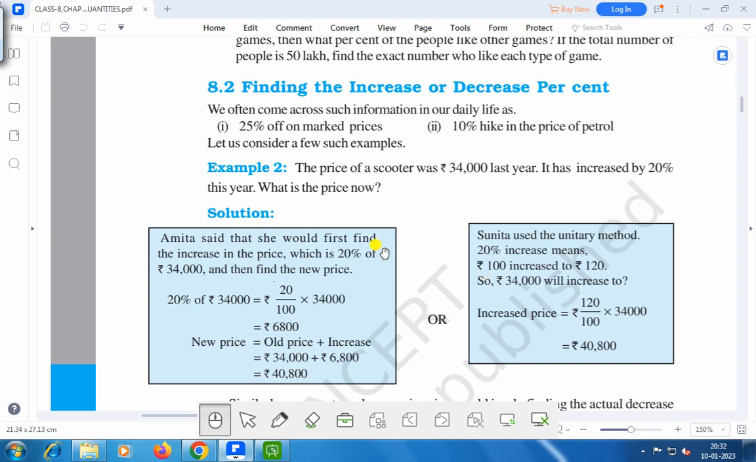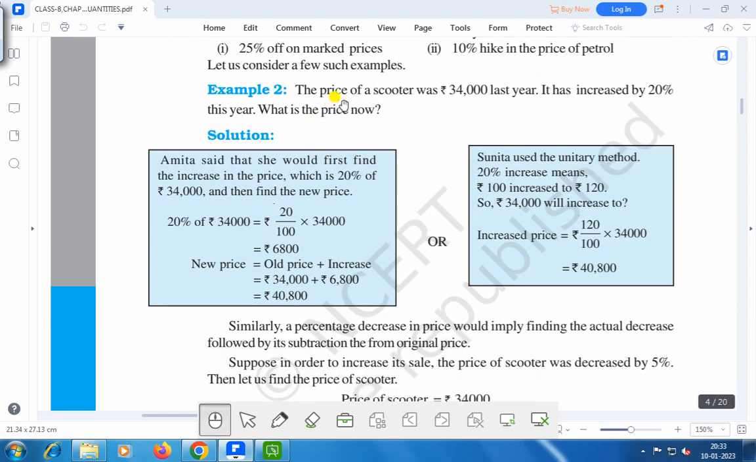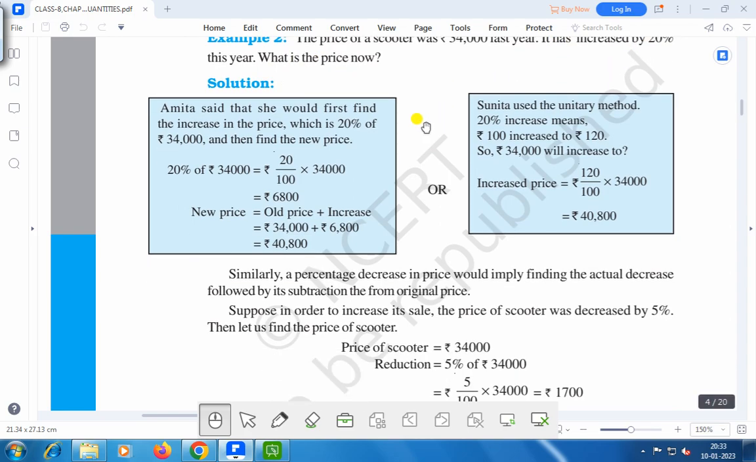Hello everyone. Today we shall discuss finding the increase or decrease percent. We often come across such information in our daily life, such as 20% off on marked prices, or a 10% hike in the price of petrol. Let us consider a few such examples. The price of a scooter was 34,000 last year. It has increased by 20% this year. What is the price now?